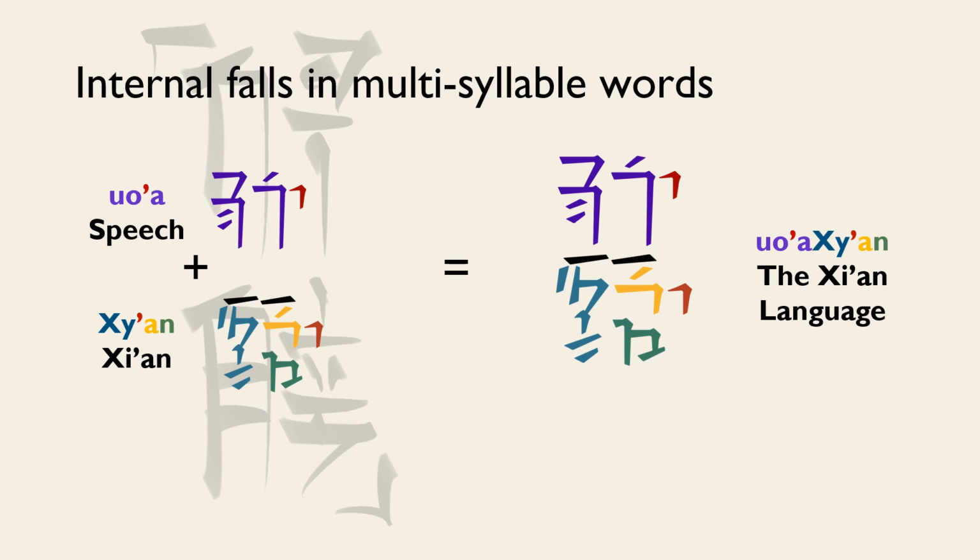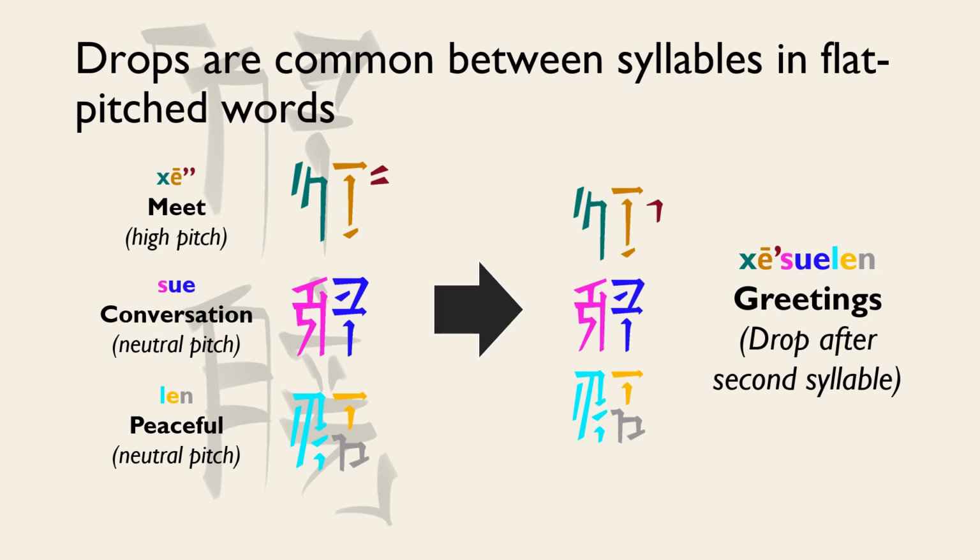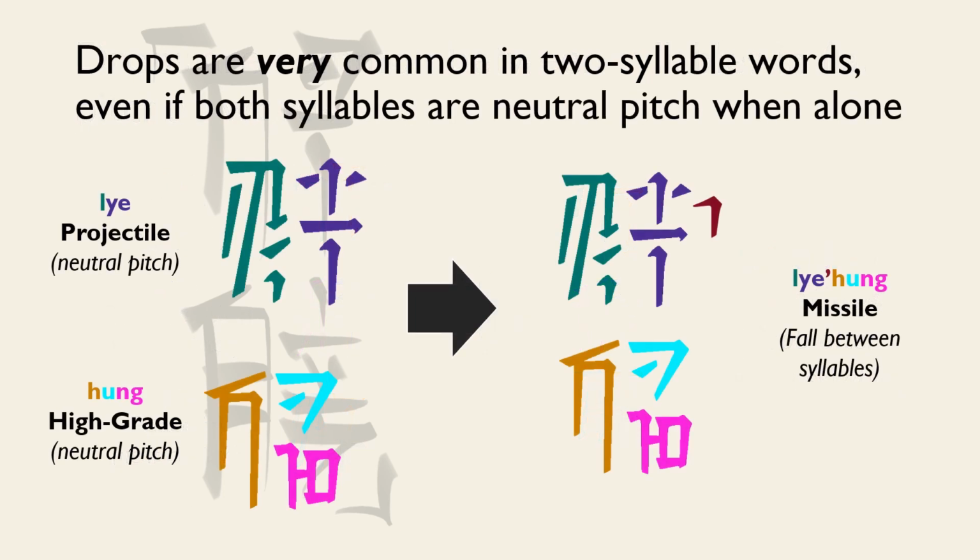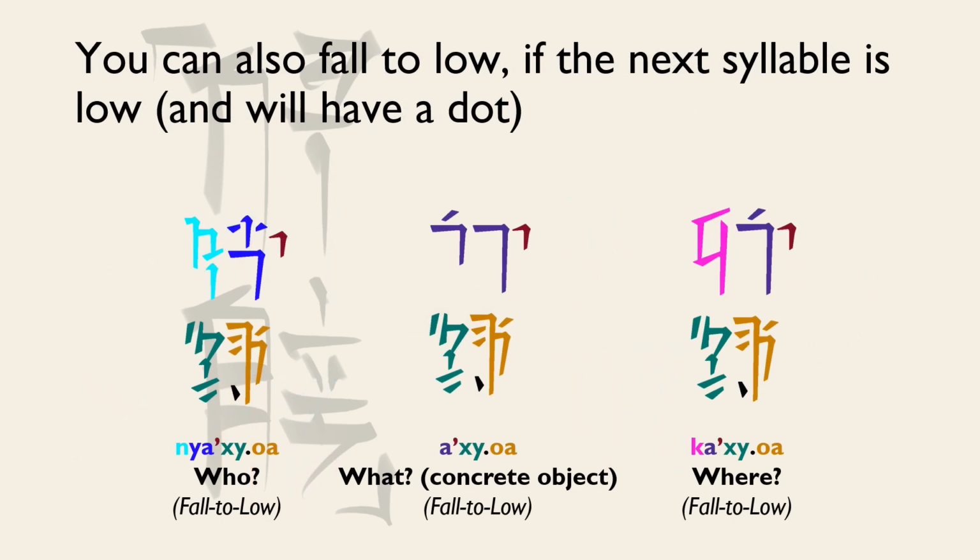Drops are also used when words are constructed from syllables of flat pitches, like in Xi'an, where Xie is naturally in high pitch, or even in words from syllables of the same pitch, like lehung. This is a very common pattern in two-syllable words. A drop between syllables is denoted by an apostrophe between the syllables in the SRX. This fall is usually to a mid-low pitch, but if the following syllable is low, it is referred to as a fall to low pitch, for example in the who, what, where question words. As you might expect, this is shown by the apostrophe of the fall and the dot of the low pitch, and their positions use the same rules we just discussed for each.